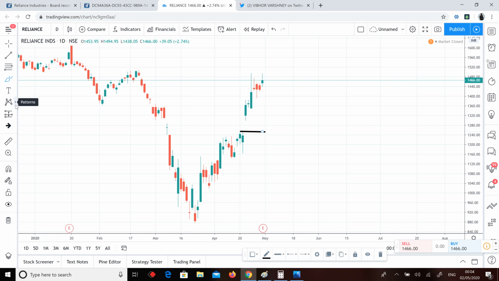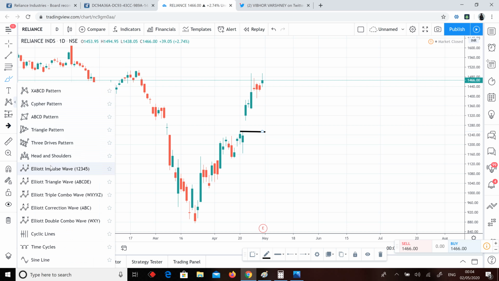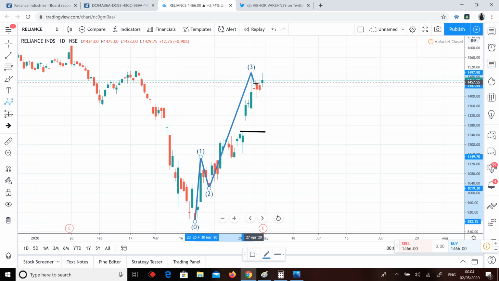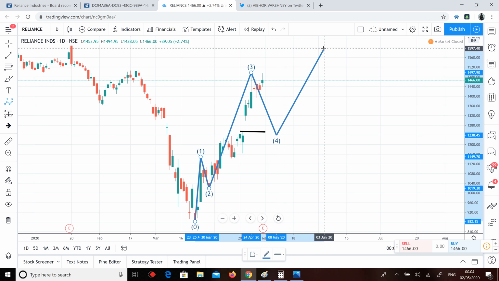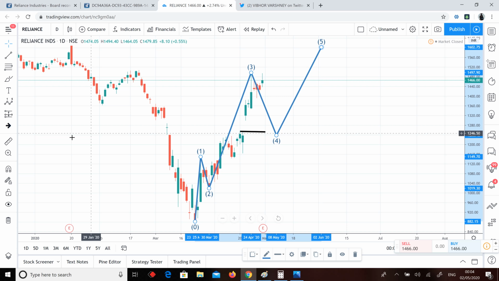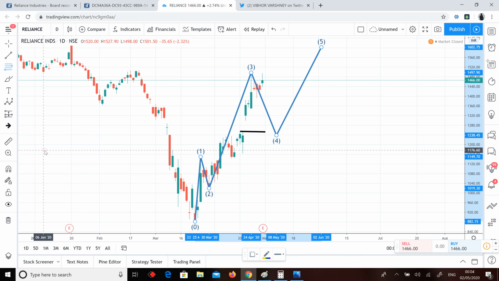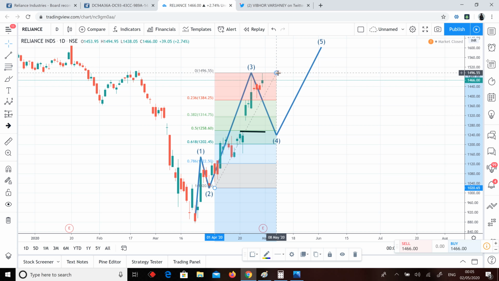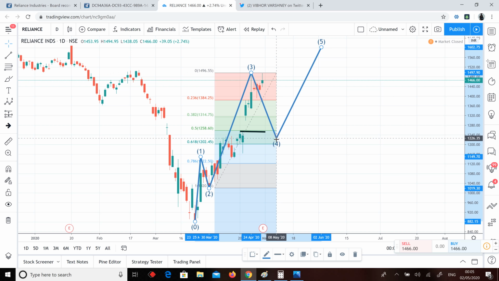Going back to this, if we try to draw the waves, 1, 2, 3, I would be looking for at least a 61% retracement. Then, when the debt has been reduced and the next quarter shows that the finance cost is less, if we put up the same Fibo levels, Reliance can get up to somewhat 61%. 61% is at 1202.